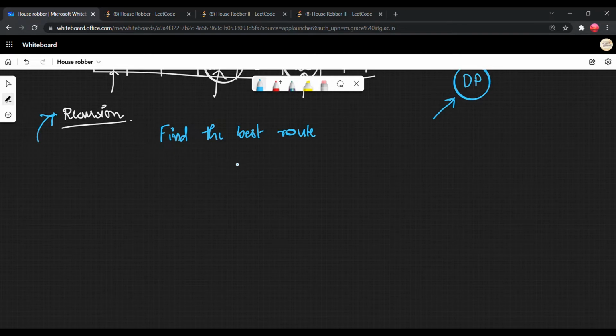And how can you do that? So what would you do? You'll say, I'm at house 0. Okay, so then let's say there are 5 houses. Let's say there are 4 houses. So at house 0, what I could do is I can say, hey, I'm going to loot house 0 for sure.